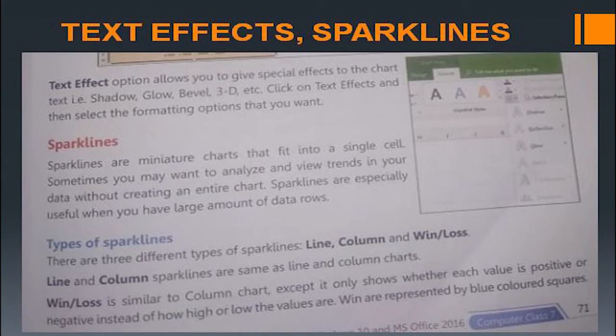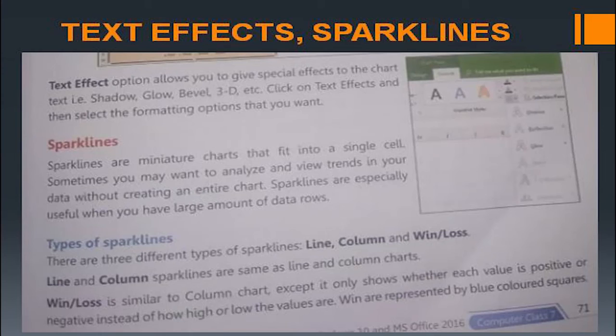And last topic is called sparklines. Sparklines are miniature charts that fit into a single cell. Sometimes you may want to analyze or view trends on your data without creating an entire chart. We can see that small chart in a particular cell. Sparklines are especially useful when you have a large amount of data rows.